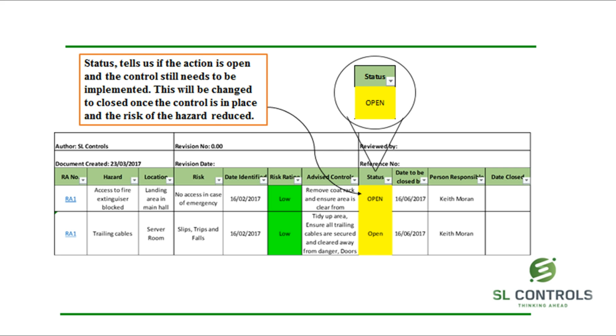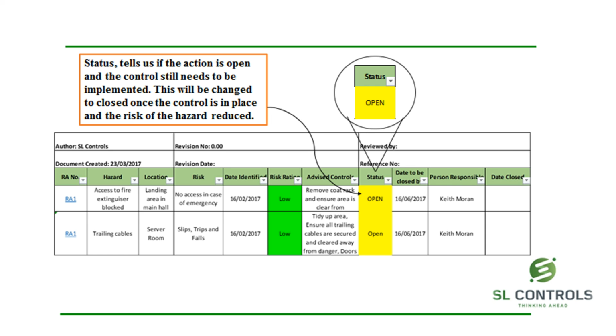The status of the control for the hazard will either be open or closed. Open means the control still needs to be put in place, or that the work involved is still ongoing. This will change to closed once the control is in place and checked by the person responsible for implementing the control.